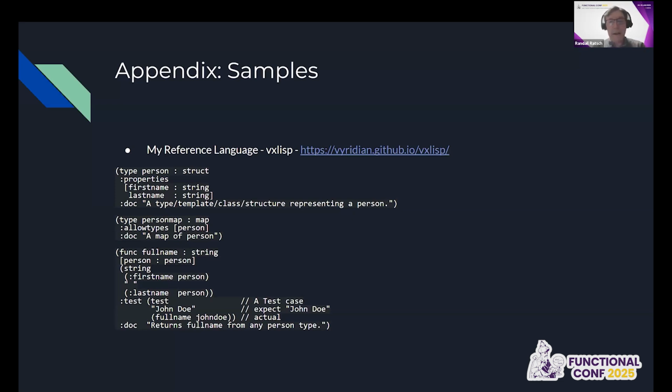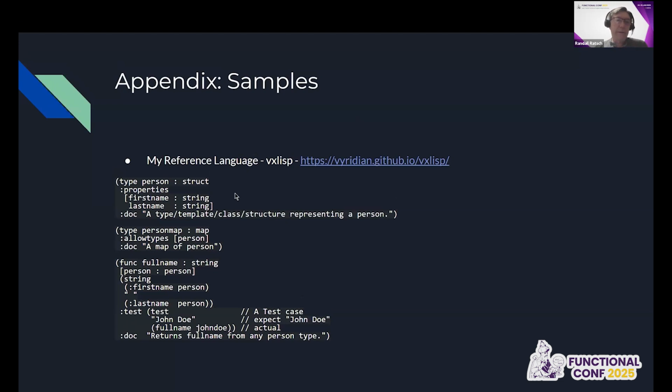Anyway, syntactically, it looks something like this. So here is a type and a function. The type definition is a struct. You see two properties, first name and last name. I use the colon as a keyword, like Clojure does, which happens to line up with some common syntax for type declarations in other languages as well. And the colon is basically the same as a map in, say, JSON, where the colon comes after the keyword.